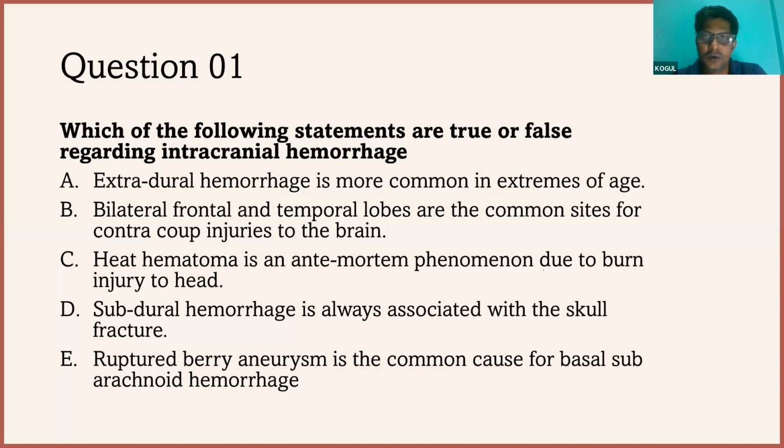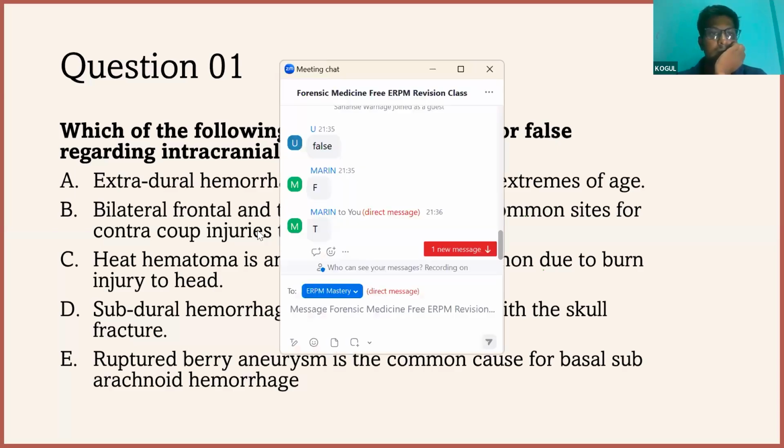Bilateral frontal and temporal lobes are common sites for contrecoup injuries to the brain. I told now, bilateral, because that is the area, the common site; the irregular bone surface is there, and fall from backwards. So you all know the answer, no? That is true.